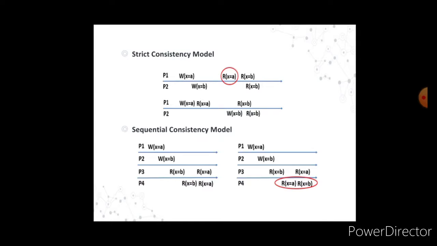The second model is the sequential consistency model. In this model, a shared memory system is said to support sequential consistency if all processors see the same order. The exact order in which access operations are interleaved does not matter, and this consistency requirement is weaker than that of the strict consistency model. It is time independent.